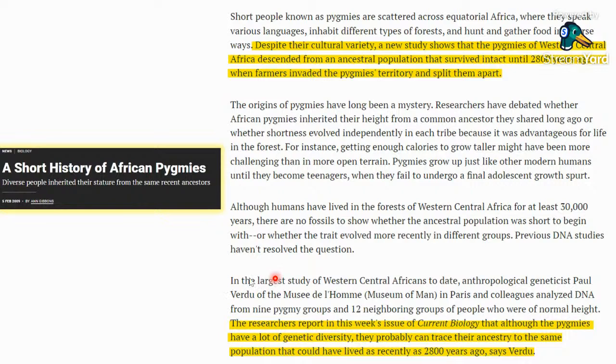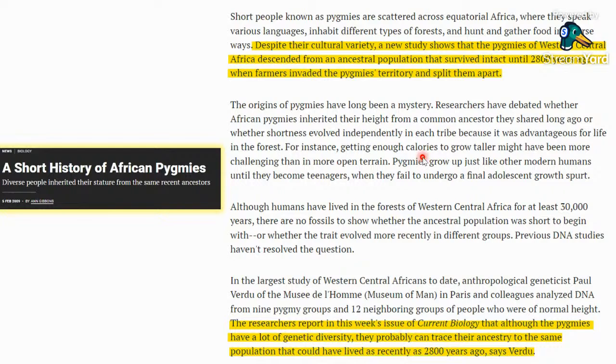Skip to this last highlighted portion right here, where it says, in the largest study of Western Central Africans to date, anthropological geneticist Paul Verdu of the Museum of Man in Paris and colleagues analyzed DNA from 9 pygmy groups and 12 neighboring groups of people who were of normal height. The researchers report in this week's issue of Current Biology that although pygmies have a lot of genetic diversity, they probably can trace their ancestry to the same population that could have lived as recently as 2,800 years ago, says Verdu.